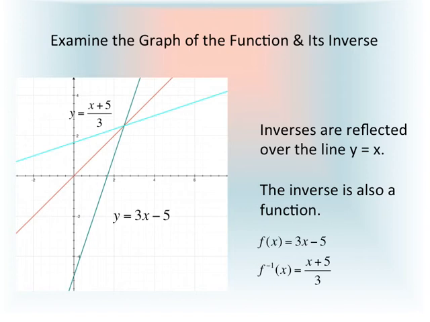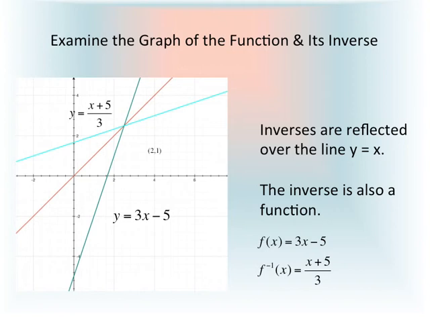So we can rewrite these by removing the y's and naming them both as functions. f of x is the original function and it's equal to 3x minus 5. And the inverse is denoted as f of negative 1, which means the inverse of the function of x.